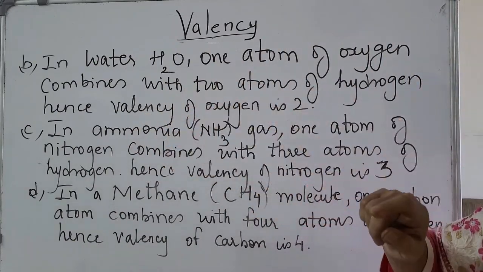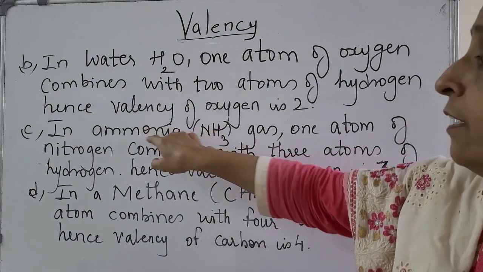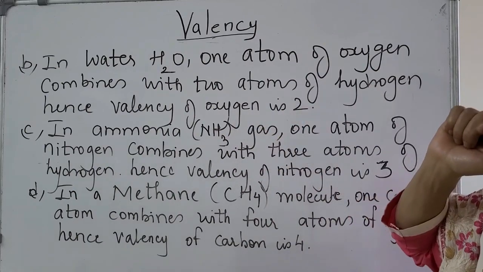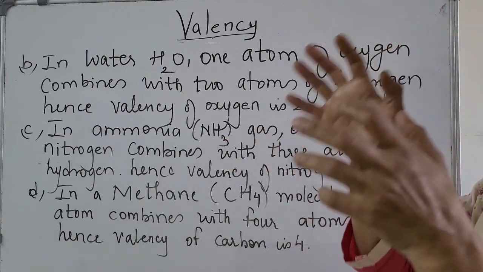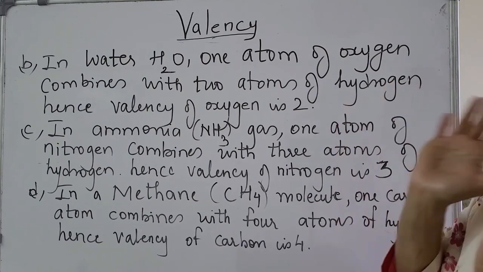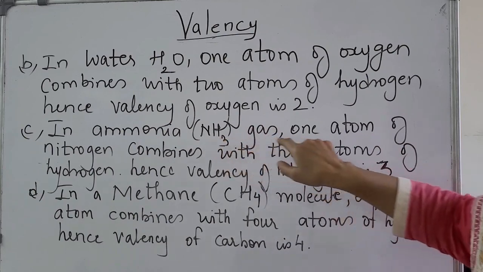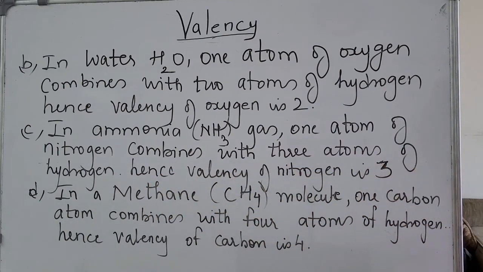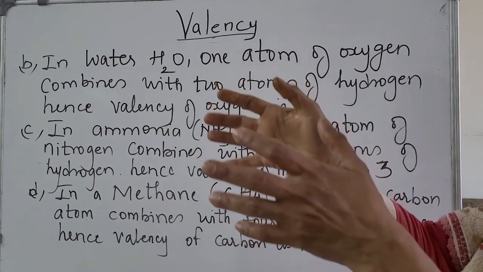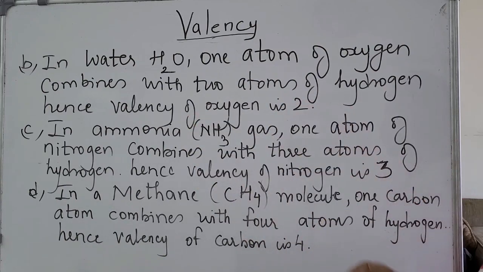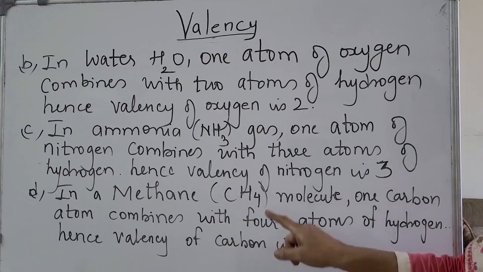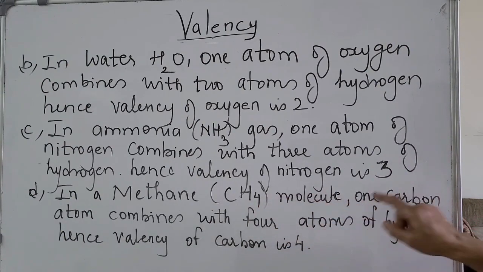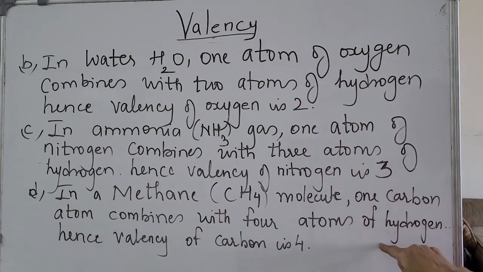Now in ammonia, nitrogen requires 3 hydrogen. In ammonia NH3, the molecular formula of ammonia is NH3. Nitrogen requires 3 hydrogen, therefore valency of nitrogen is 3. In ammonia gas, 1 atom of nitrogen combines with 3 atoms of hydrogen, hence valency of nitrogen is 3. In methane, CH4, this is carbon, this is hydrogen, 4 hydrogen. Carbon requires 4 hydrogen. 1, 2, 3, 4, 4 hydrogen. Therefore, valency of carbon is 4. CH4 molecule, this is 1 molecule. 1 carbon atom combines with 4 atoms of hydrogen, hence valency of carbon is 4.